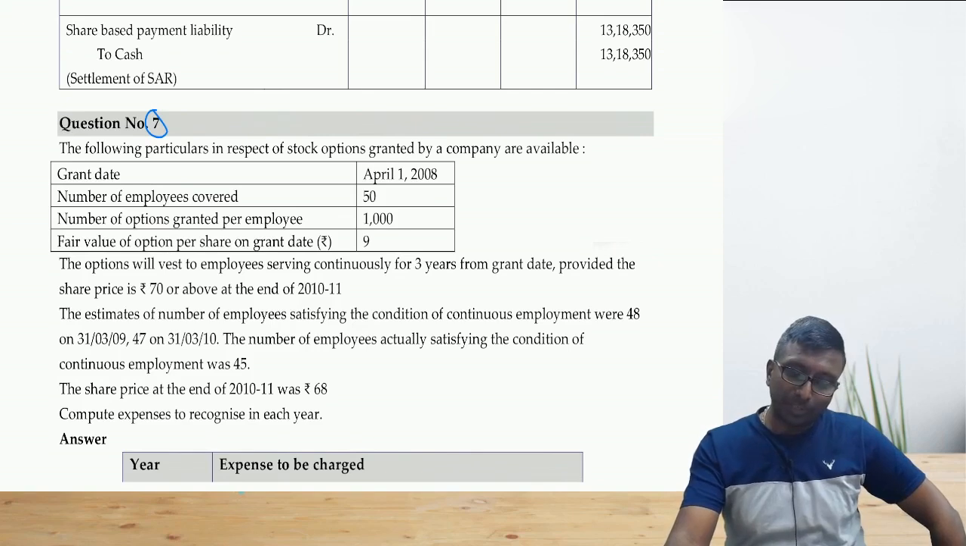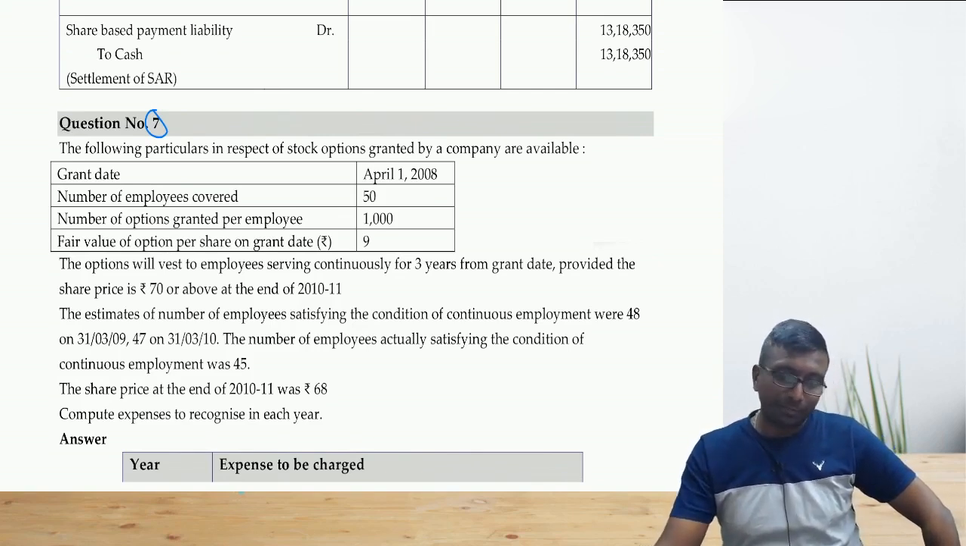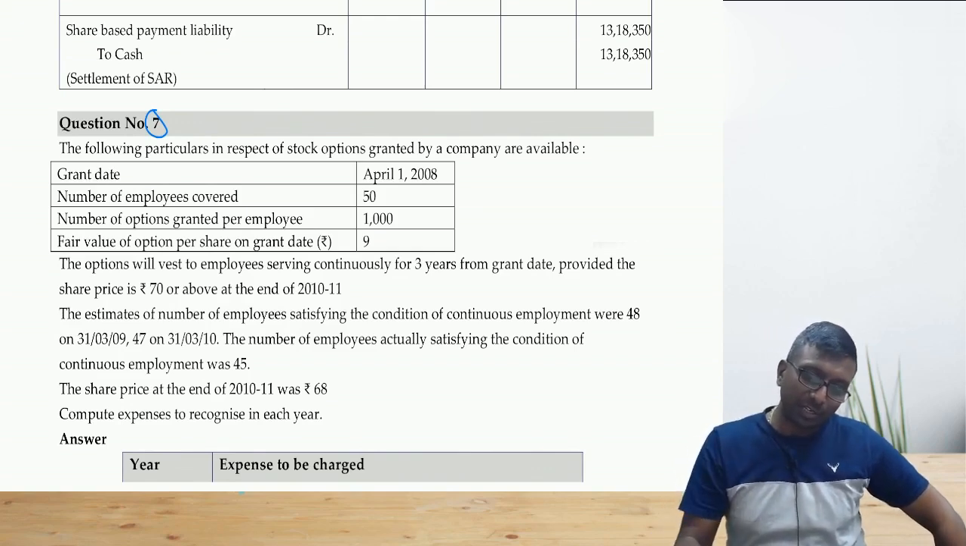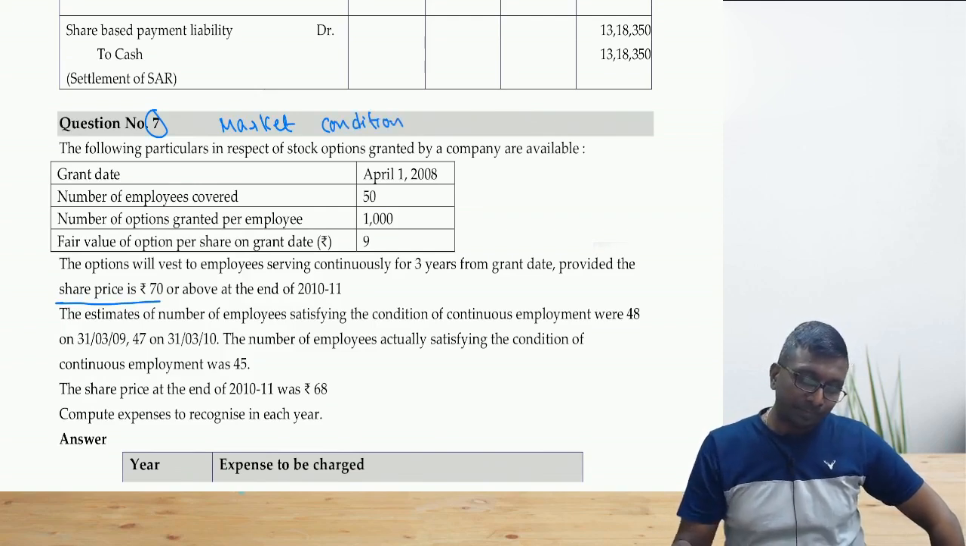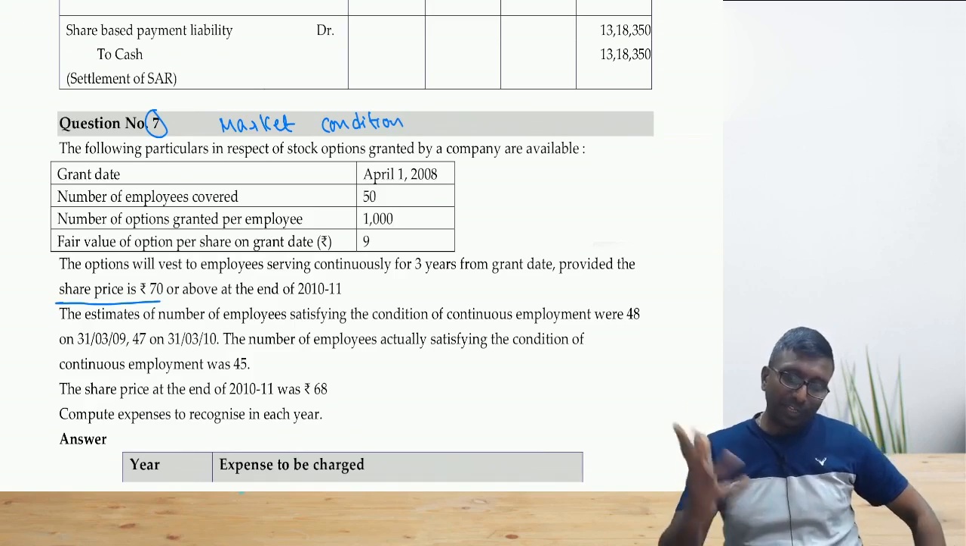The following particulars in respect of the stock options granted by a company are available. Grant date 1st April 2008. Number of employees covered is equal to 50. Number of options granted per employee is equal to 1000. Fair value of the option per share on the grant date is equal to 9. The options will vest to employees serving continuously for 3 years from the grant date, provided the share price should be 70 or above. So, market condition, correct? Underline this, somewhere you write market condition. Yes, 70 or above it should come.